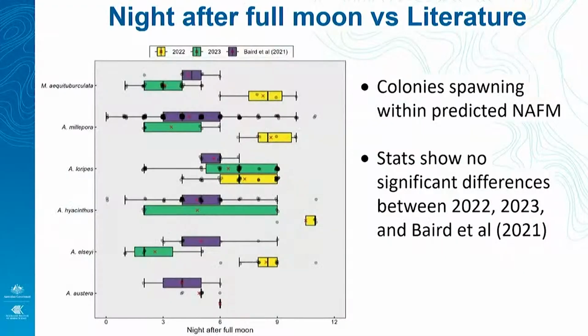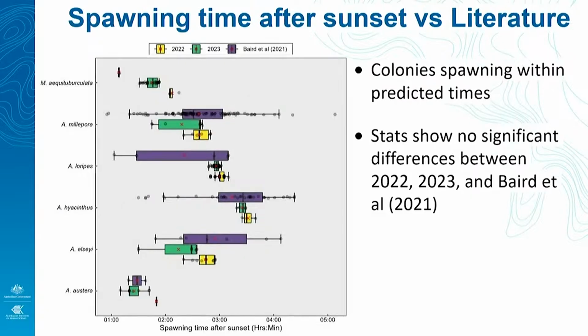This is really important if you want to make really good larval cultures with good genetic diversity. You want them all synchronised within similar nights after the full moon. Also, time after sunset, so spawning time was again within the expected literature, and stats showed no significant differences.